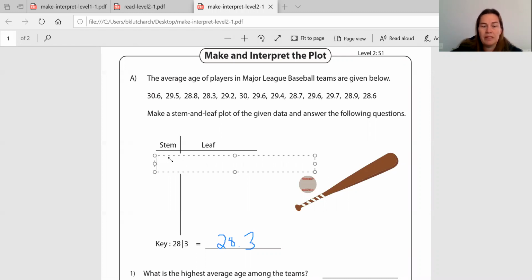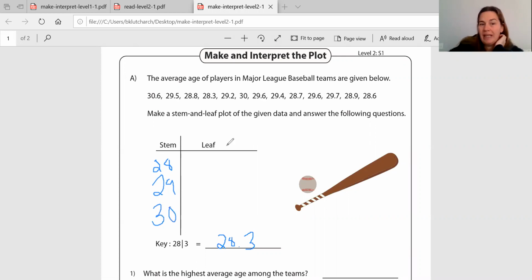I'm going to look at my stems here, and I can see up here, I have 28, 29, and 30. So my stems are going to be 28, 29, and 30.